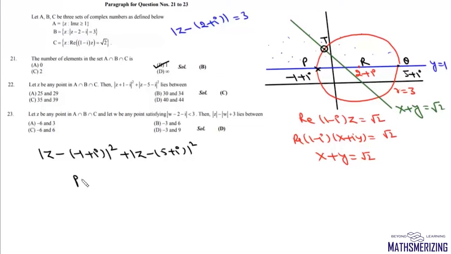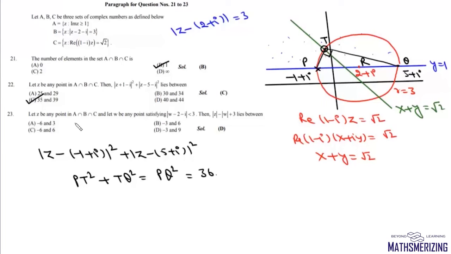So what we are asked is the value of PT square plus TQ square. Now since PQ is diameter of the circle and this angle will be 90 degrees, then from Pythagoras theorem we know that PT square plus TQ square must be equal to PQ square. And what is the value of PQ? PQ is diameter of this circle, which is 6. So 6 square is 36. So this value is 36 and it will lie between 35 and 39, and that's your option C.